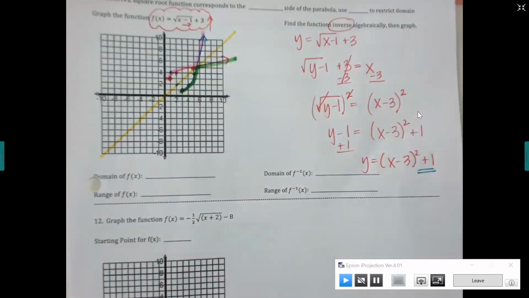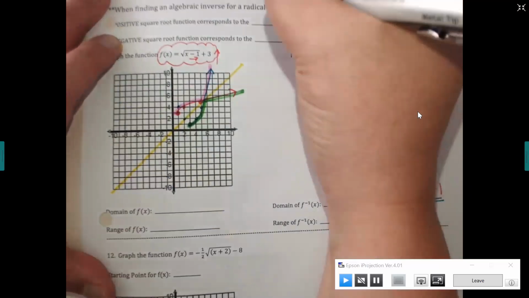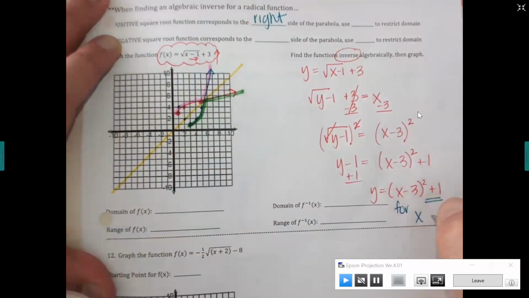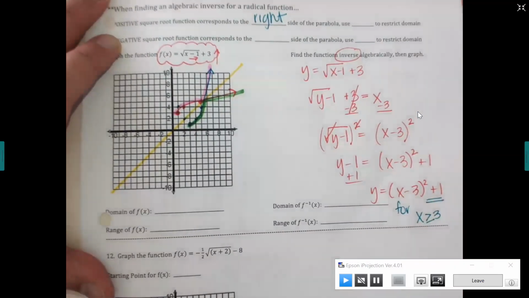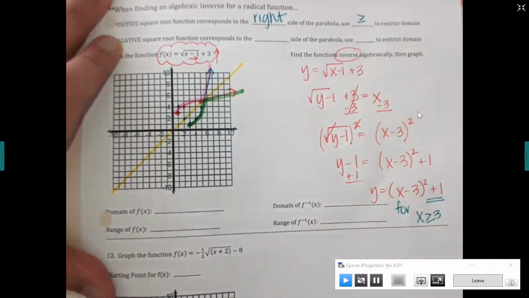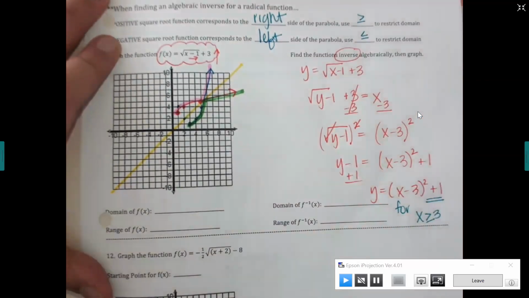Okay? So when it's originally a square root, when you inverse it, you can only pick half of the parabola. Now let me tell you which one is which. If you started off with a positive square root, you're going to pick the right side of the parabola, which is for x's greater than or equal to 3. So if you scribble this down right here, it says to use this symbol. Versus if you have a negative in front of your square root, you're going to use the left side of the parabola, which is a less than or equal to.